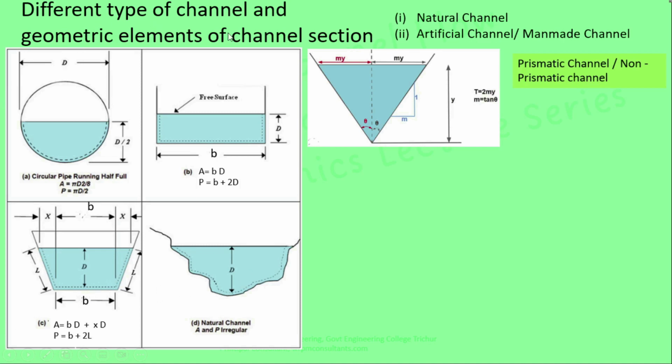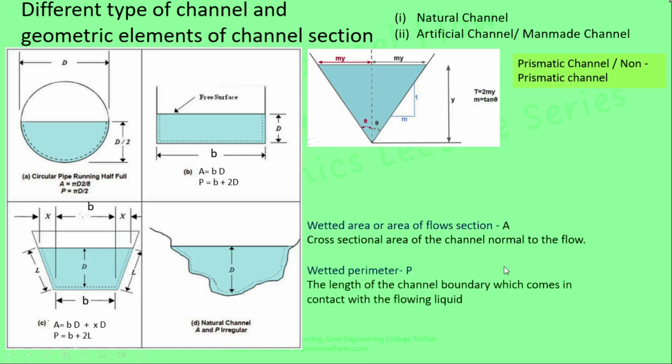The geometric elements for a circular channel are defined by the diameter of the channel. For a rectangular channel, it is defined by the breadth and depth of the channel. For a triangular channel, it is defined by the flow depth y and the side slope m. And for a trapezoidal channel, it is indicated by the breadth, the side slope and depth of the channel. Another thing is wetted perimeter. Wetted perimeter is the length of the channel boundary which comes in contact with the flowing liquid.